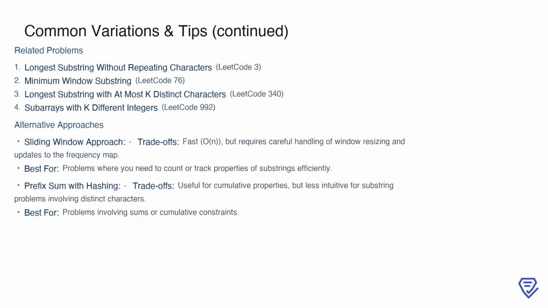Speaking of approaches, the sliding window technique is often the most efficient for these types of problems because it runs in O(n). However, it requires careful handling of the window's resizing and the frequency map to ensure correctness. Another option is prefix sum with hashing, which is useful for problems involving cumulative properties, although it's less intuitive for problems that require counting distinct characters.